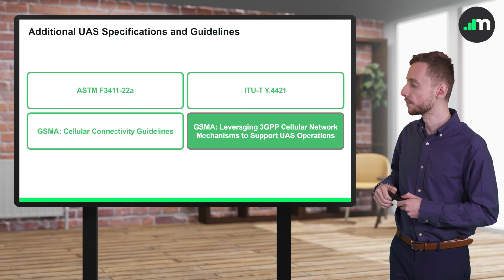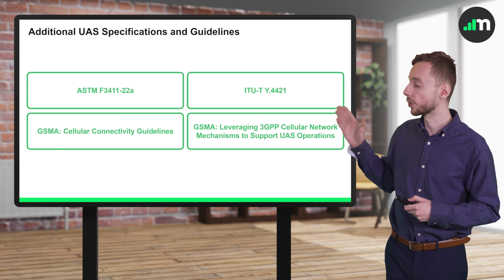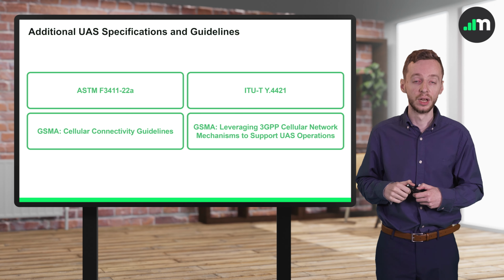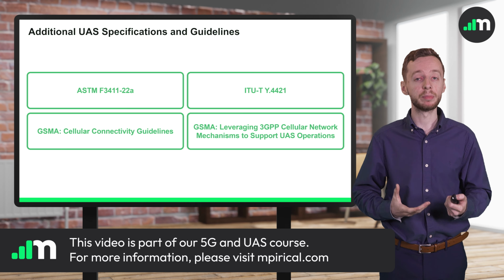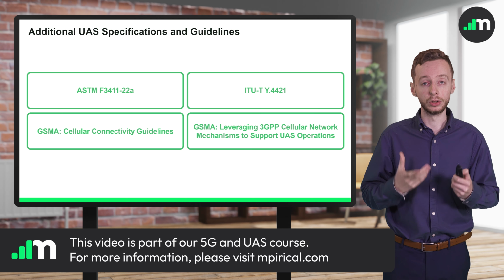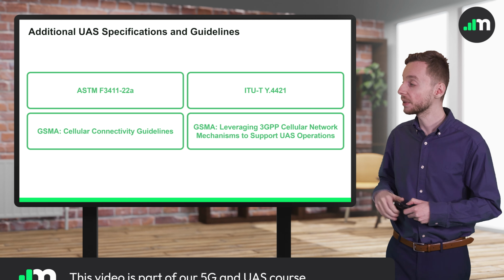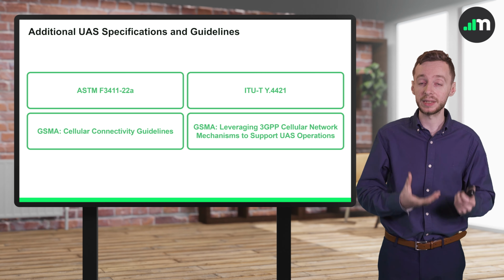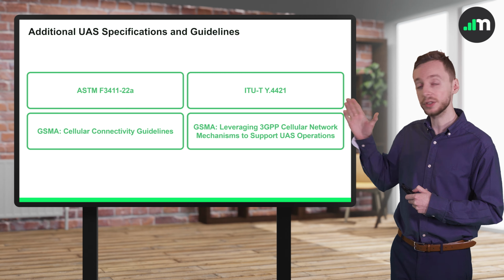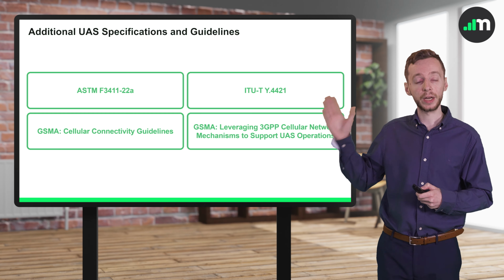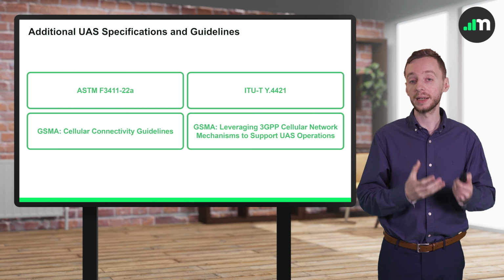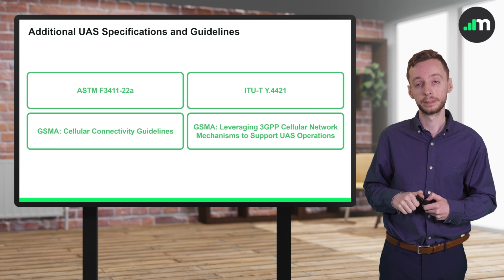And finally, we've got this GSMA leveraging 3GPP cellular network mechanisms to support UAS operations. And this is providing all of the different capabilities which a 5G network offers in order to support uncrewed aerial systems. So this can be that location tracking, this can be mobility-based information, this can be that handover-based information, but it could also be that UTM querying the 5G network in order to retrieve this information as well, or to provide information to that 5G network.